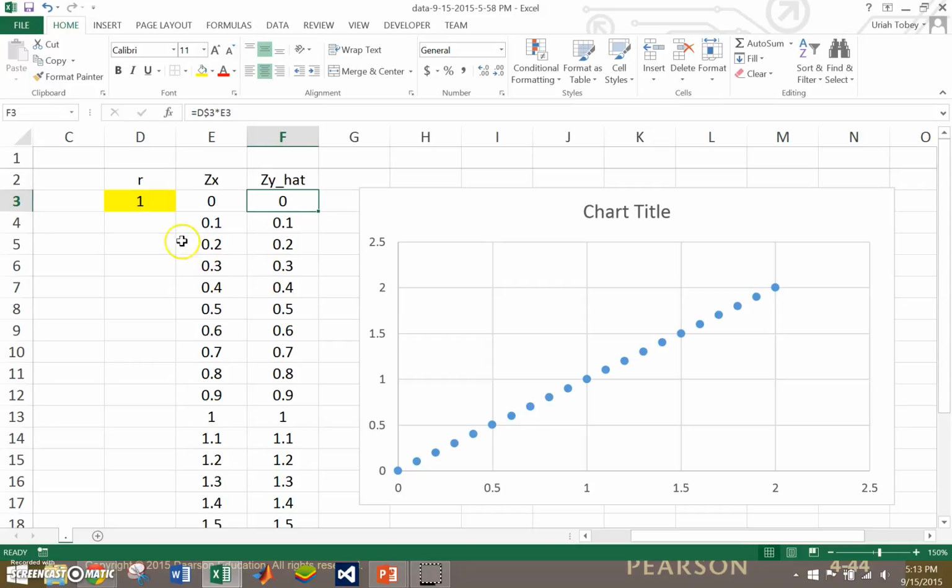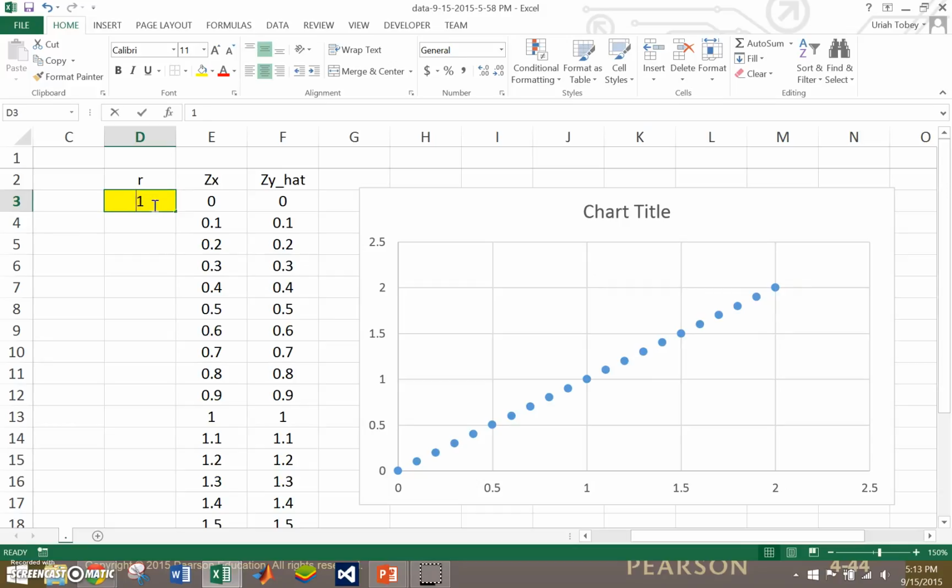And so what we'll find is if your correlation coefficient is 1, that means x and y are correlated at 100%. Then if my zx is 0.5, my zy hat is 0.5. If my zx is 1, my zy hat is 1. So you can see it's basically a 1-for-1 line for points. Now let's see what happens as we play with this correlation coefficient.